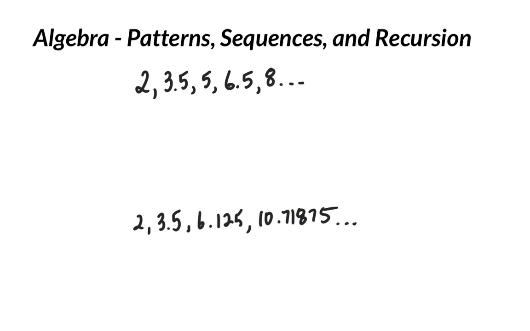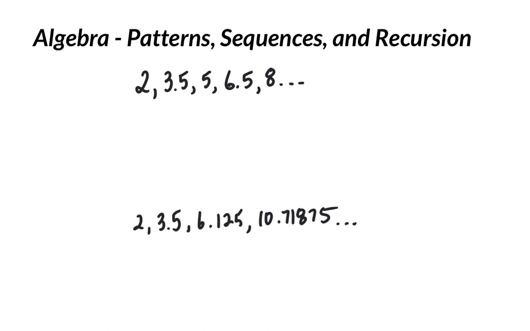I wanted to talk a little bit more about patterns and numbers and sequences and how we write those equations with recursion, but also how we might write our patterns and sequences with a recursive equation given to us. So to begin with, you're going to see I have two patterns here, and they look really similar. They both start at 2. The next term is 3.5. And then they start kind of splitting off.